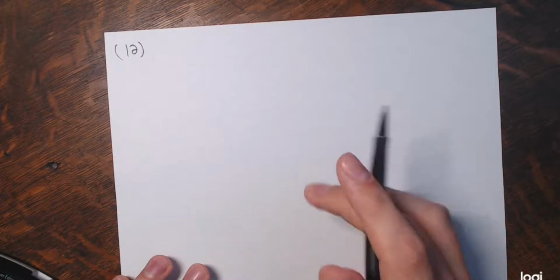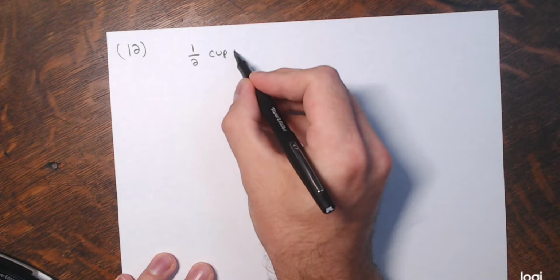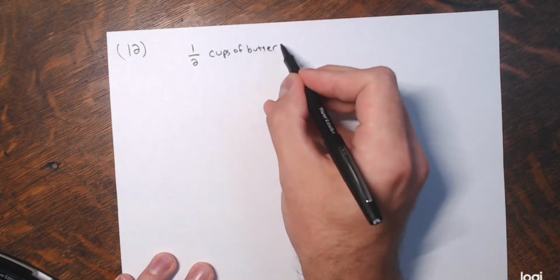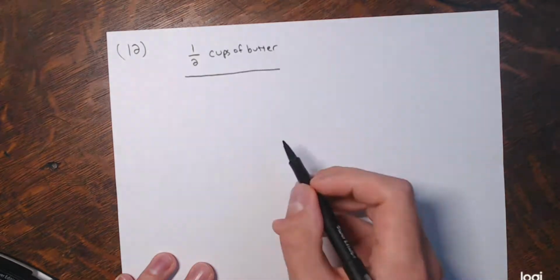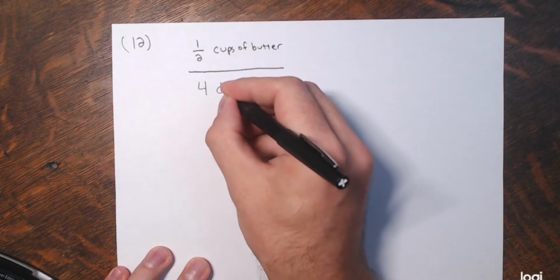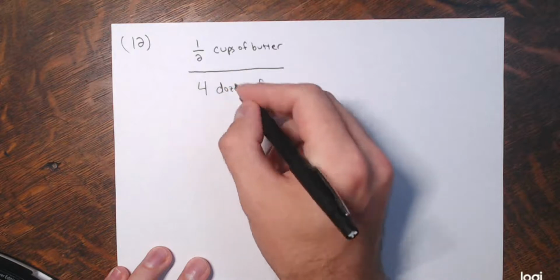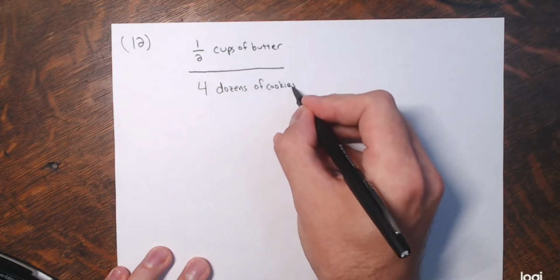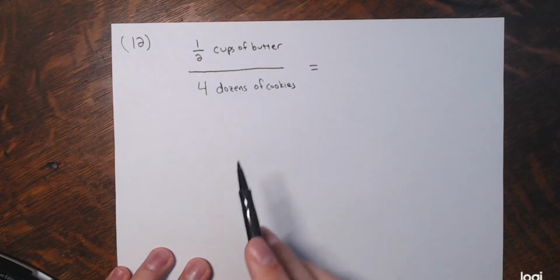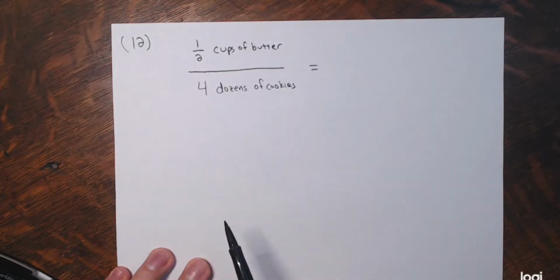So the ratio we were first given is that it takes half a cup of butter for every 4 dozen cookies. Now I guess I could just say cups and dozens. But my numerator units are cups of butter. The denominator units are dozens of cookies. And do you see what I have here? It's actually a complex fraction. We'll simplify that in a second.